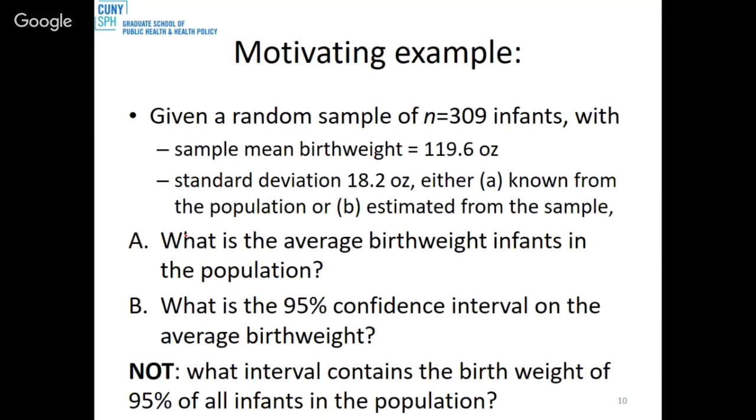What is the average birth weight of infants in the population? Well, our best guess is going to be 119.6. But then our second question is going to be, what is the 95% confidence interval on that estimate of the average birth weight? So we want to give an interval that we are 95% confident contains the true population mean.